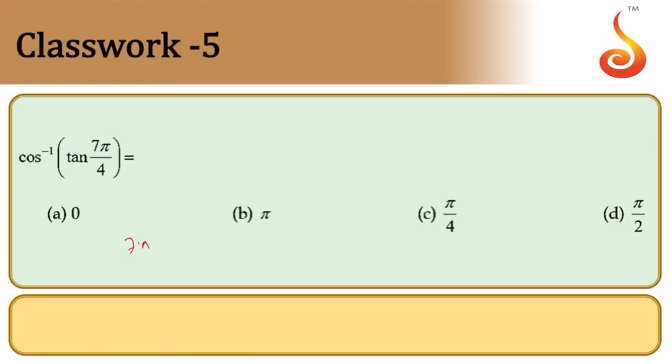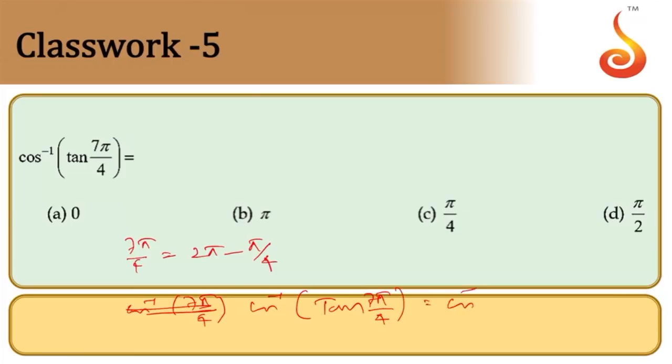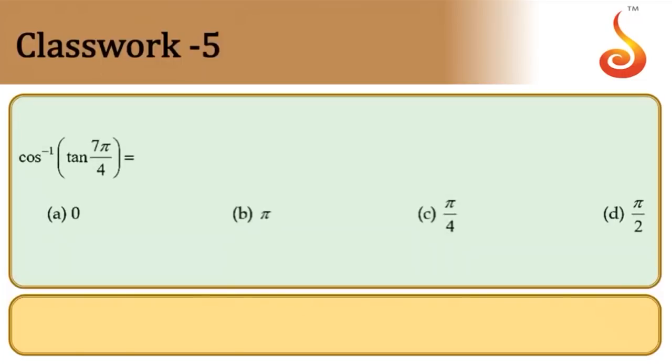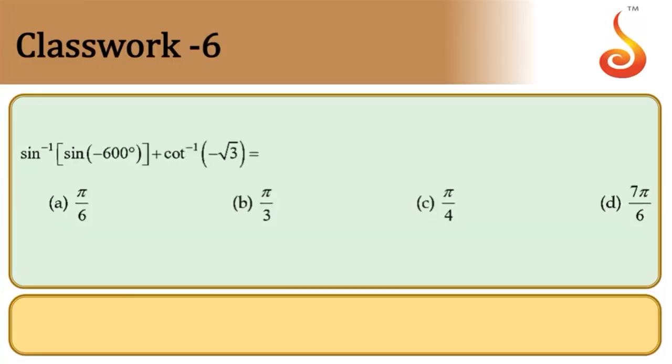Let's consider the next one, cos inverse of tan 7 pi by 4. 7 pi by 4 is written as 2 pi minus pi by 4. Tan of 2 pi minus pi by 4 is minus tan pi by 4. So cos inverse of tan 7 pi by 4 is nothing but cos inverse of minus tan pi by 4, which is minus 1, and cos inverse of minus 1 is equal to pi. So the answer is B.